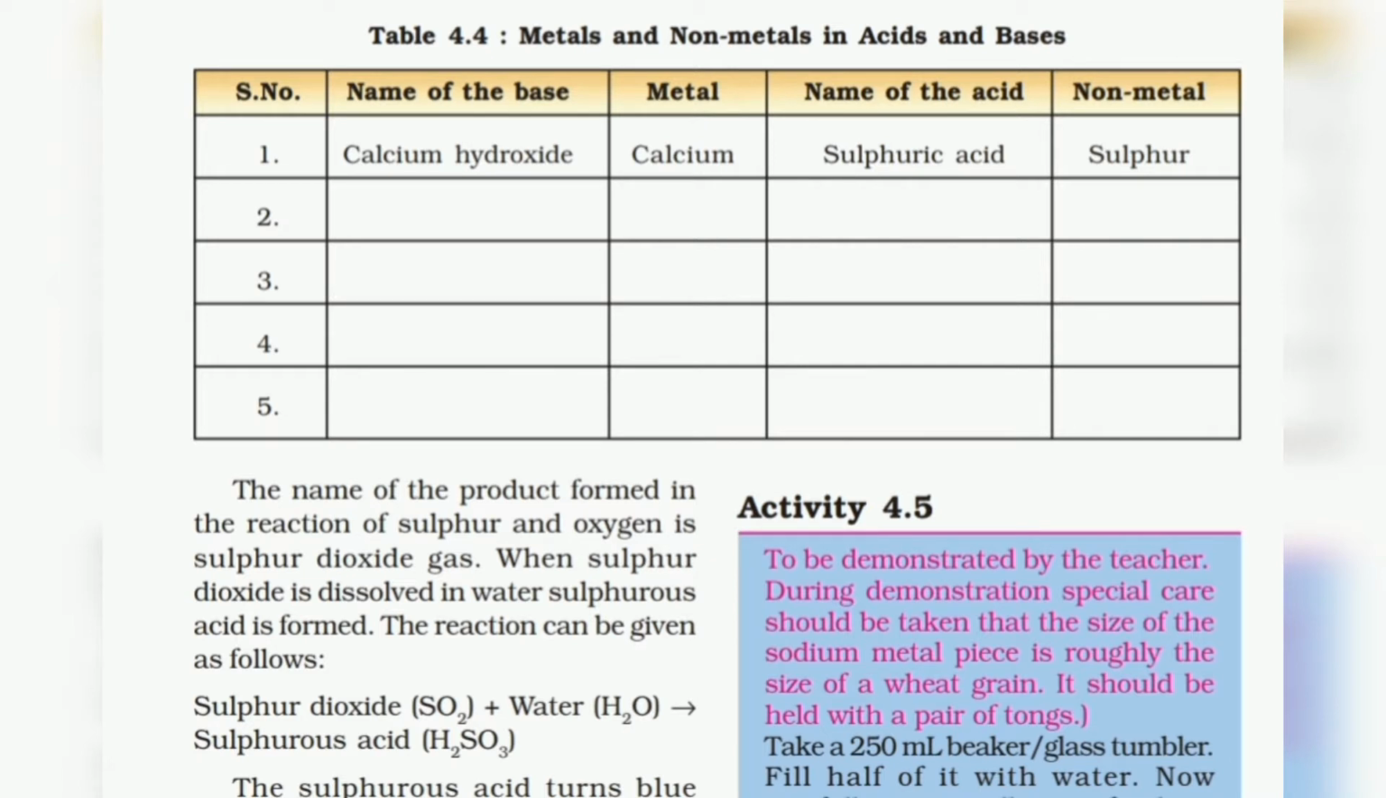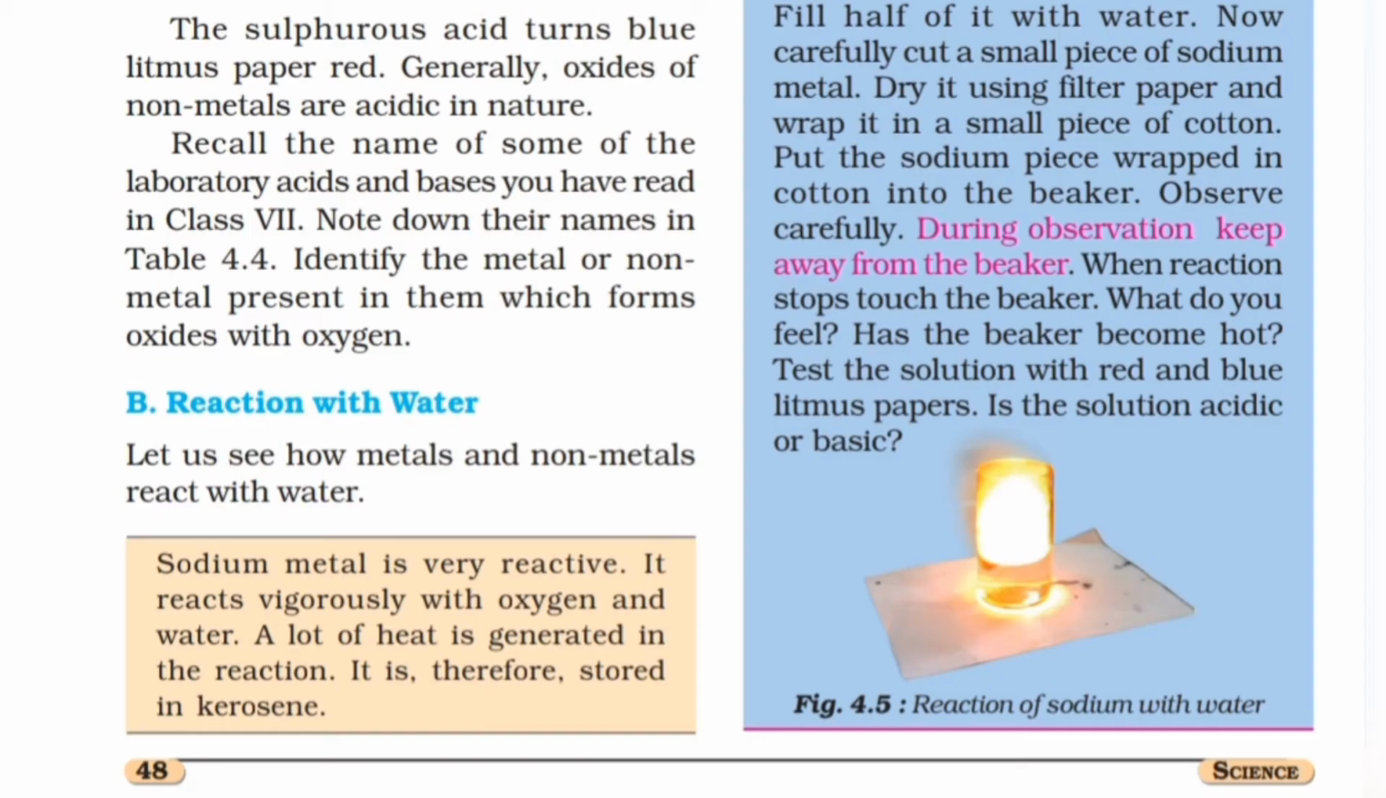When sulfur dioxide is dissolved in water, sulfurous acid is formed. The reaction can be given as follows: sulfur dioxide, SO2, plus water, H2O, gives sulfurous acid, that is H2SO3. The sulfurous acid turns blue litmus paper red. Generally, oxides of nonmetals are acidic in nature.